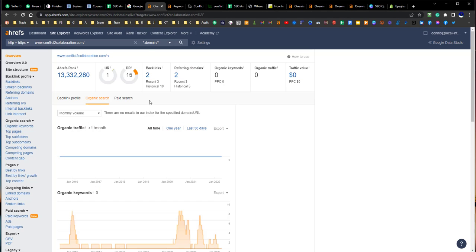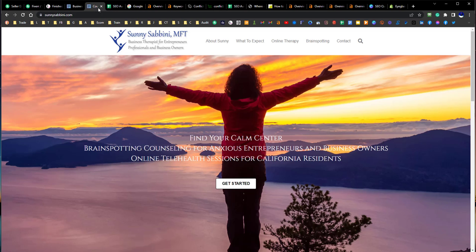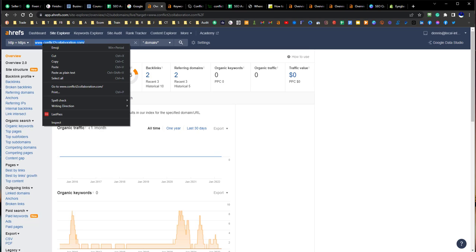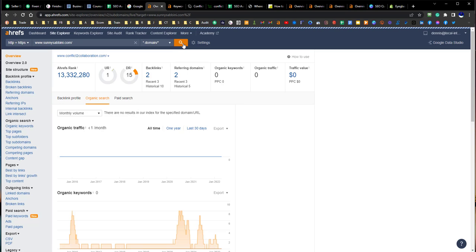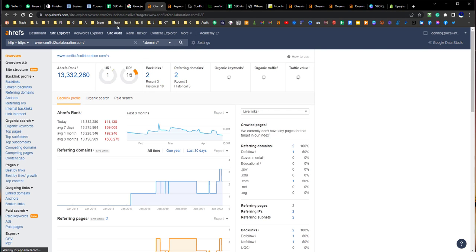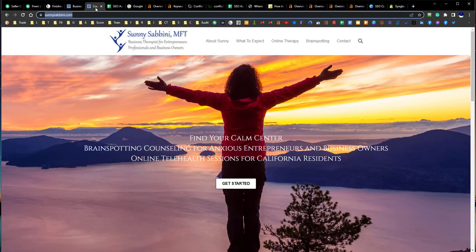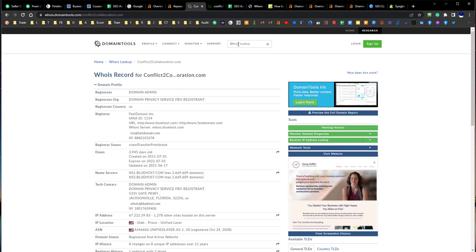So if we look at your site right now, I mean, this site is brand new. So if we plug this in, I don't know, this tool was giving me a problem when I was trying to record before. So for the other website, it's about a 15 domain authority. I would guess with this new website, it's going to be probably 0 since it's just brand new, if you take a look at how long it's been around.